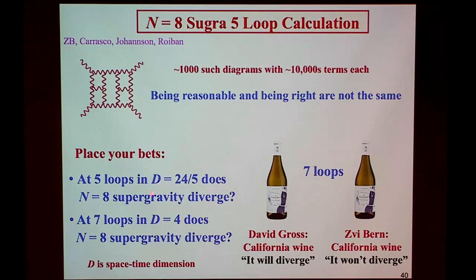David wouldn't have anything to do with 24/5. That's 7 loops. Anyway, we got evenly matched here on the California wine.